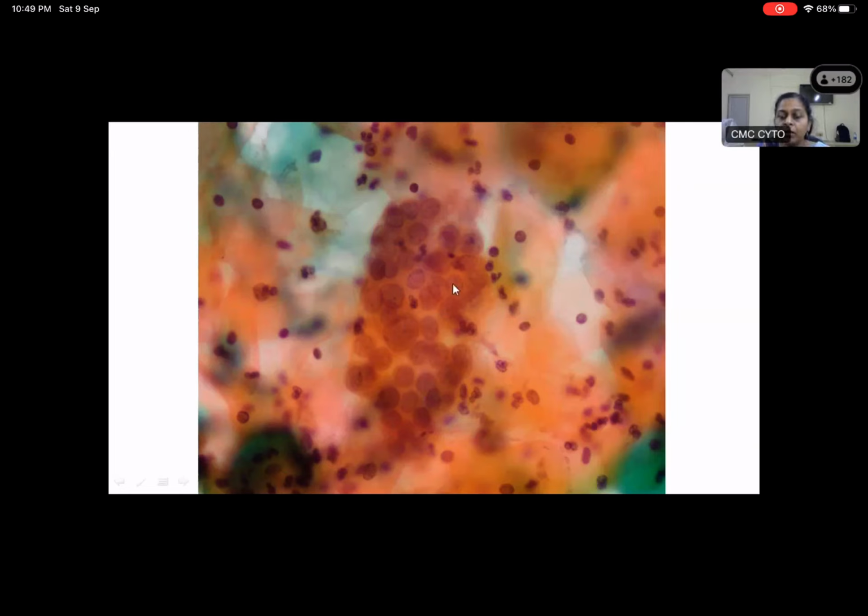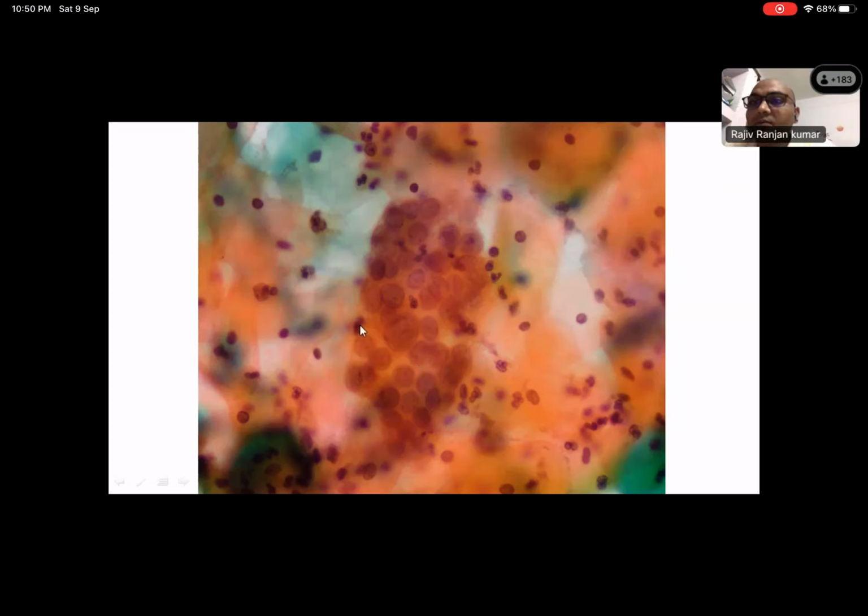But again, please note that there is not much overlap. Some minimal overlap is happening here, but the chromatin remains fine and hypochromatic. What are all these other cells that you're seeing here? I'm talking about these. Intermediate squamous ones. I'm talking about these. Can you see my pointer? Yes, ma'am. These all are endocervical cells, ma'am. Yeah, that's a sheet of endocervical cells.